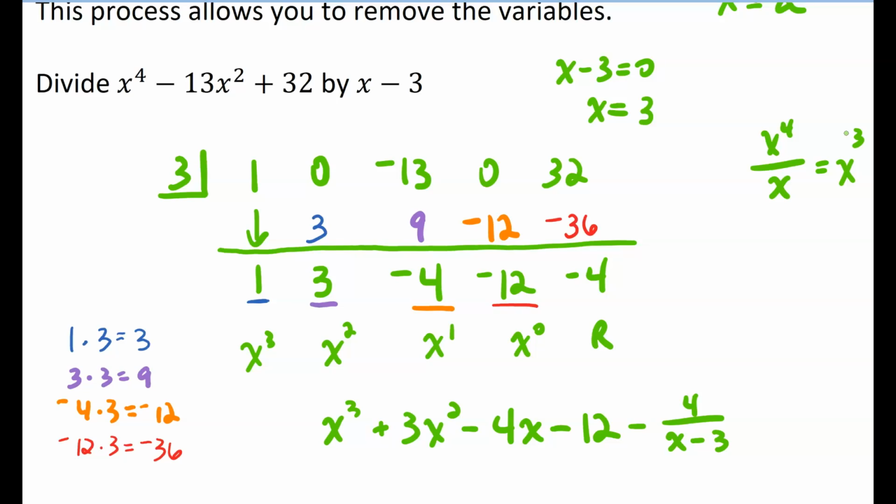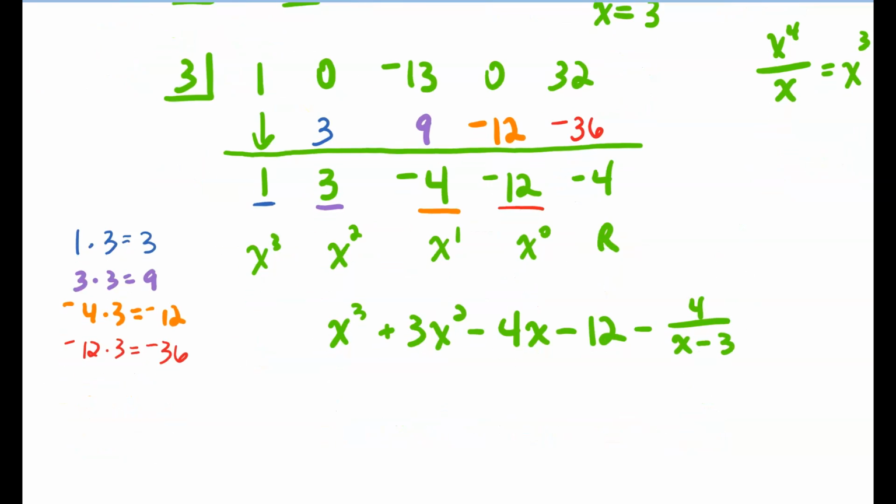We're going to do a quick one. How do you get the first line, like 1, 0, minus 30? You use the coefficients from your terms up here. So that's the 1. We don't have an x cubed term, so that's why we have a 0x cubed. This is the negative 13. We don't have an x term, so that's why we have a plus 0x. And then that's the 32.